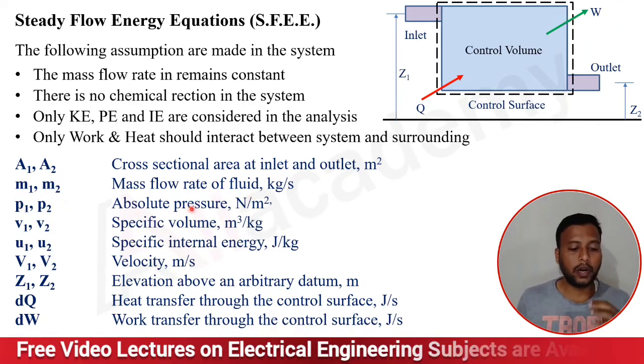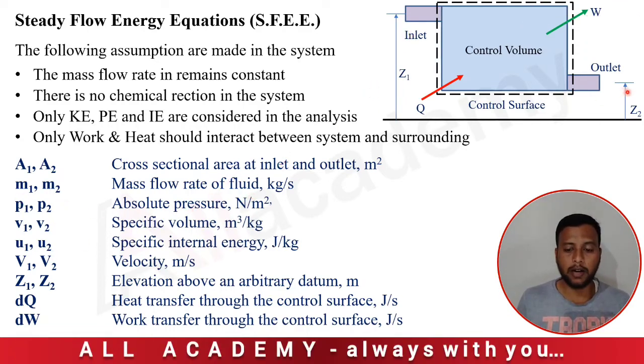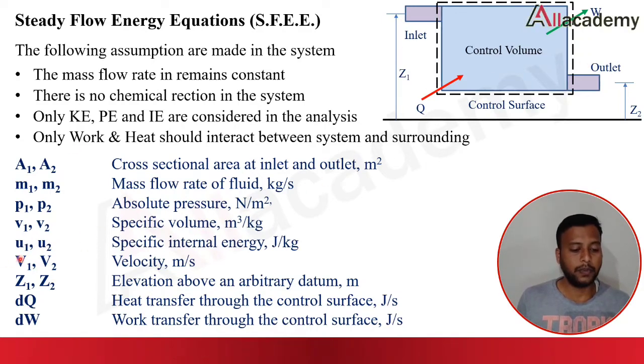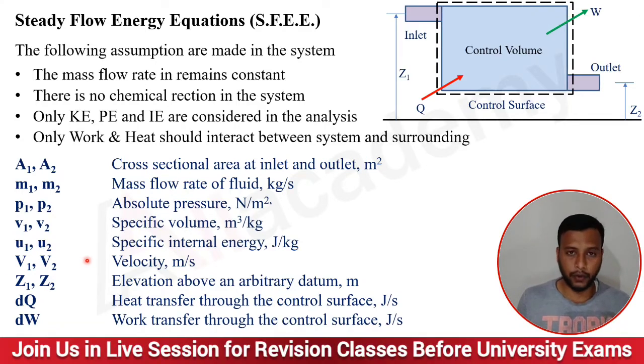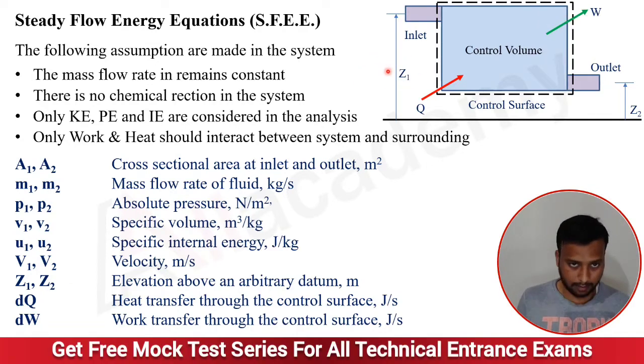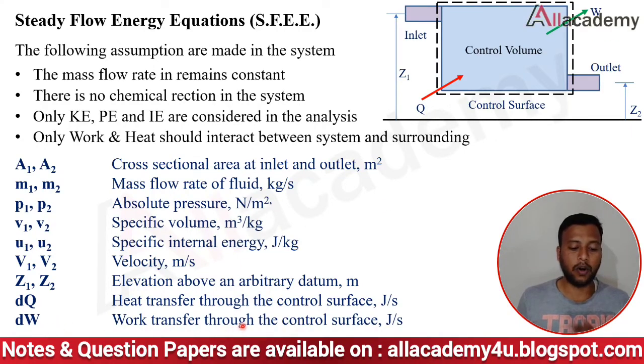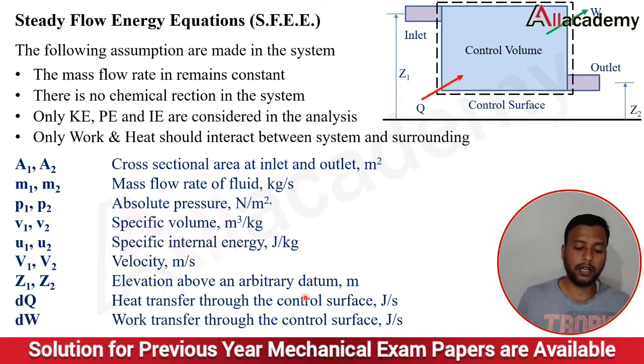Now P1 and P2 are the absolute pressures at condition 1 and condition 2. V1 and V2 are the specific volumes at condition 1 and condition 2. Similarly, the specific internal energy at 1 and 2, then the velocity of the fluid at condition 1 and 2. And Z1 and Z2 are the elevation, or you can say the datum head, from the datum line. dQ is the heat transfer to the control volume and dW is the amount of work transfer from the control volume, the work transfer across the control surface.